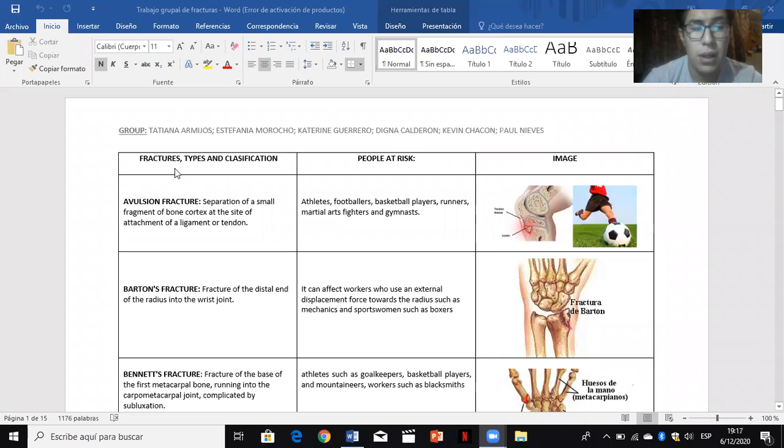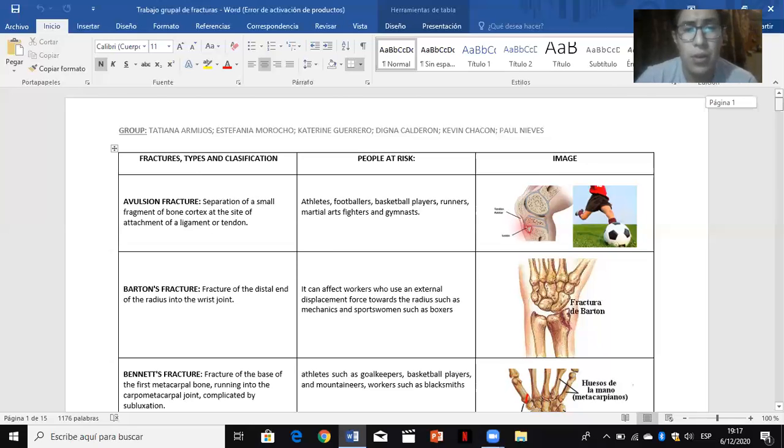I am going to talk about types of fractures. Avulsion fracture: separation of a small fragment of bone cortex at the site of a tendon or a ligament. People at risk: athletes, football and basketball players, runners, martial art fighters, and gymnasts.